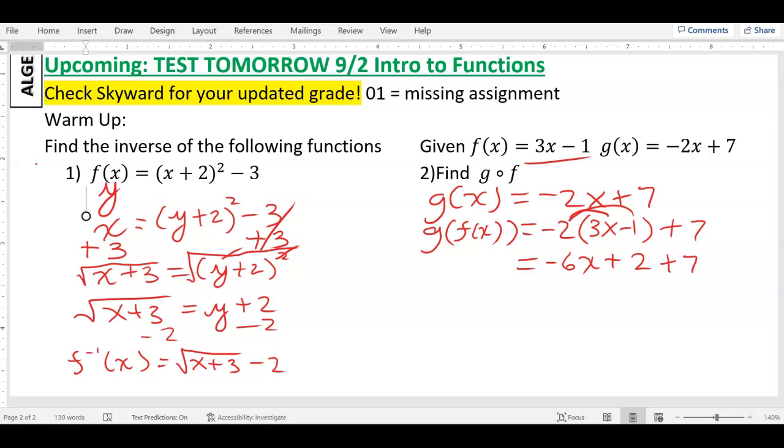So multiplying and dividing, right? Okay, last step. We're going to combine like terms. Write it as g of f of x. Here we go. G of f of x equals negative 6x. And what's positive 2 plus 7? 9.